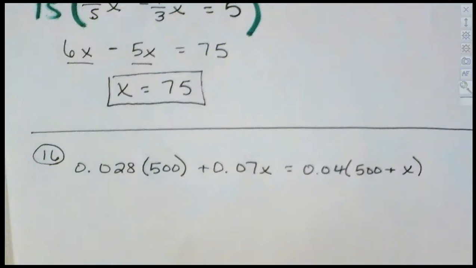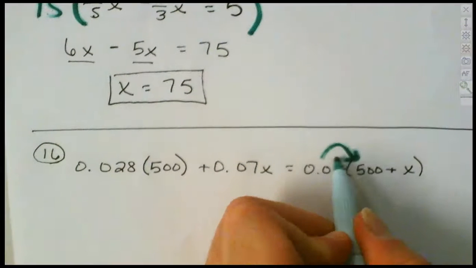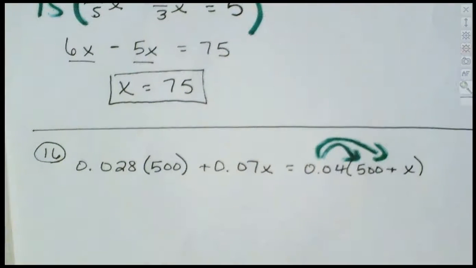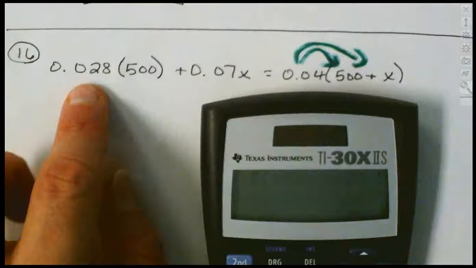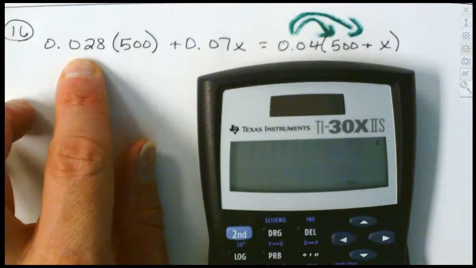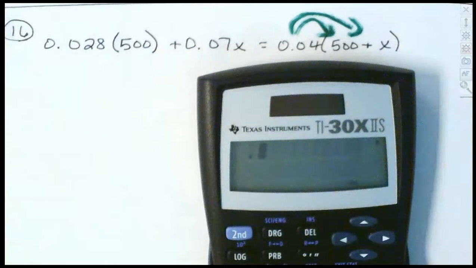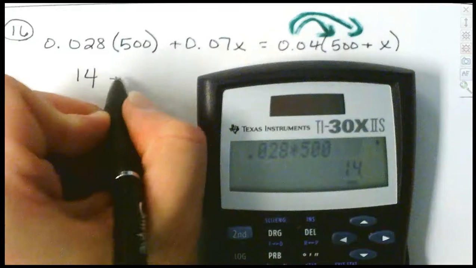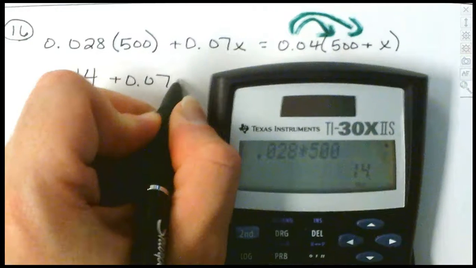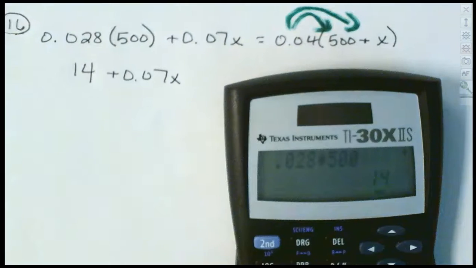Okay, so we're going to go ahead and distribute this through. And we'll multiply on the left-hand side as well. Okay, so the first piece on the left is this. This is a decimal here, so we're just going to use our calculator. 0.028. We're going to multiply that by 500. And that comes out to be 14. Plus 0.07x.